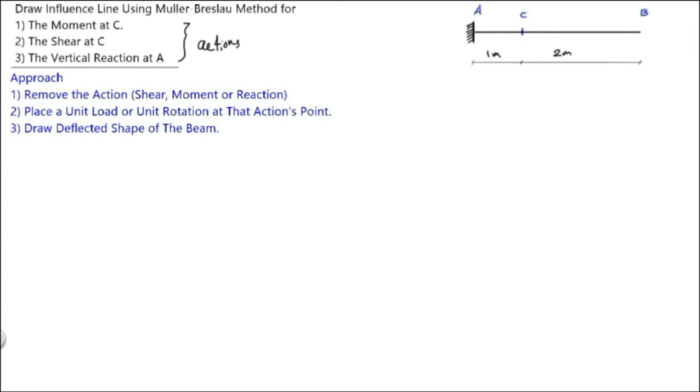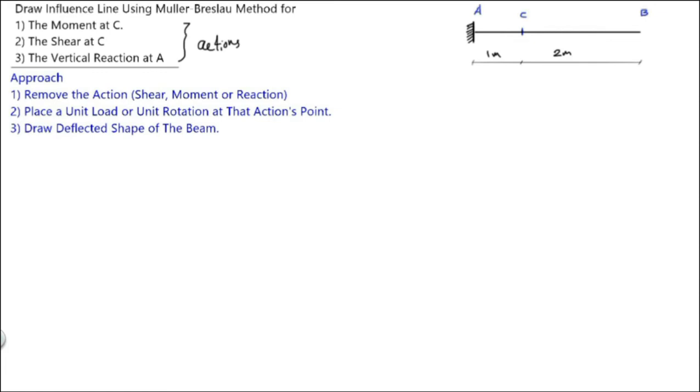Then we place a unit load or unit rotation at the action's point. If we are drawing for shear or reaction, we place a unit load. But if we are drawing for moment, we place a unit rotation at that point. And finally, draw the deflected shape of that beam.